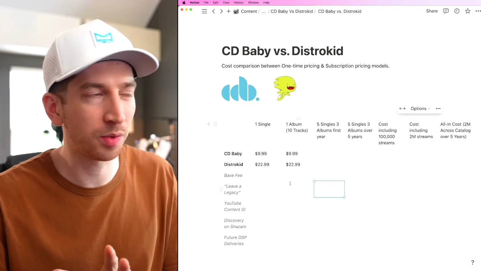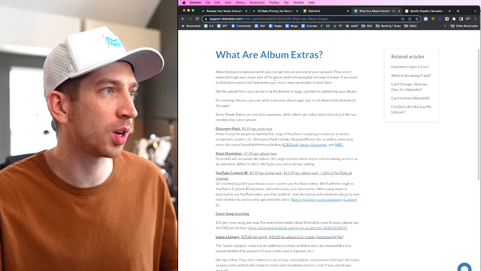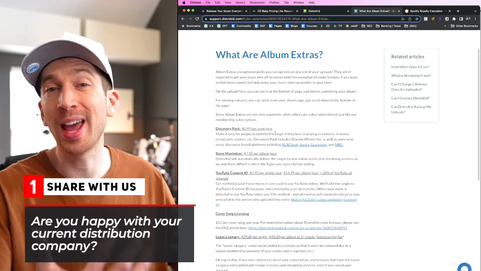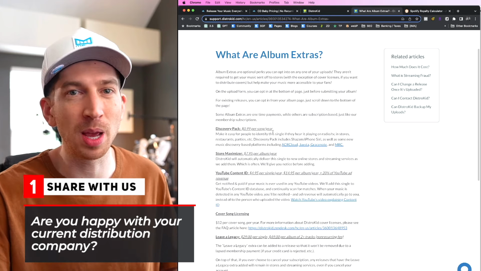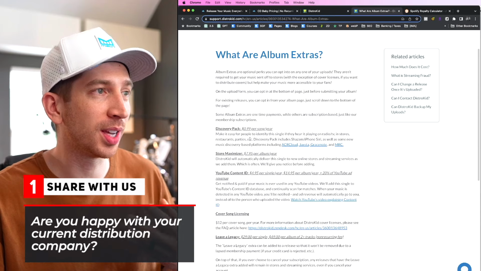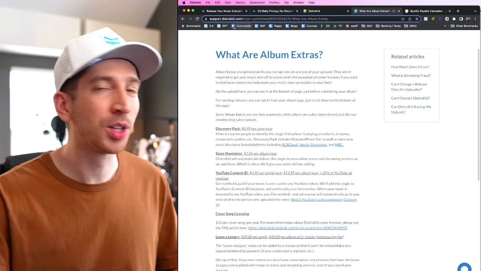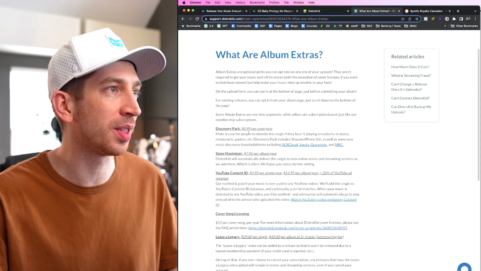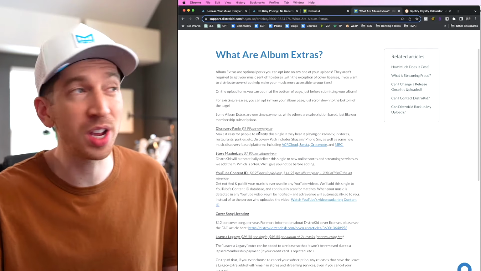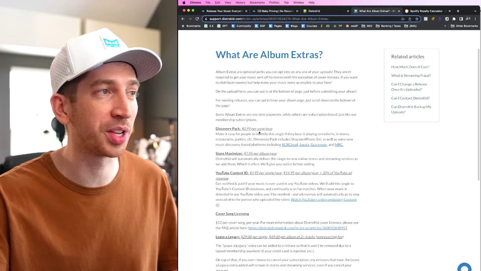However, this is where things get complicated because DistroKid has their album extras, and we do want to pay for these extras because otherwise we'll be getting a lesser service compared to CD Baby. For example, we do want to pay for this Discovery Pack that puts our music in Shazam and iPhone Siri and other music recognition apps. So this is an essential add-on that is an additional 99 cents per song per year. And so that's going to add a little bit of complication with the DistroKid calculation, but we'll take care of that in a bit.